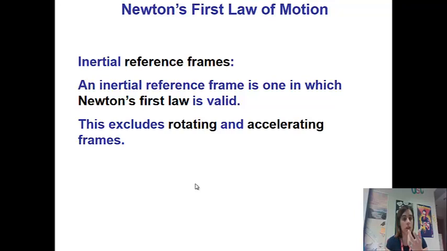So we do have what we call inertial frames of reference, and this is a frame of reference in which Newton's first law is valid. So that's not a rotating or accelerating frame of reference. The AP exam doesn't really get into this, so I'm not going to go any further with it.